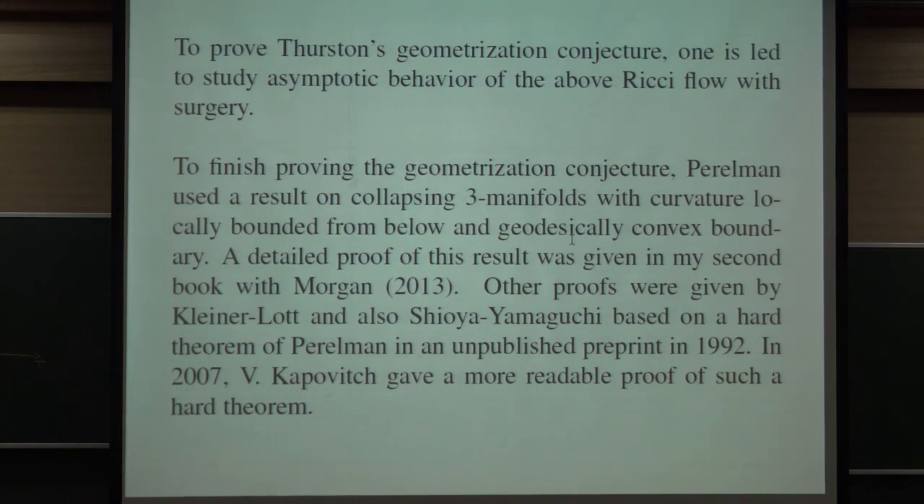Okay. So to prove the geometrization conjecture, one is led to study the asymptotic behavior of Ricci flow with surgery. And to finish proving the geometrization conjecture, one uses the result on collapsing three-manifolds with curvature locally bounded from below, and geodesic convexity, and so on. A detailed proof is also in our second book. The other proofs are given by Kleiner-Lott and also Shioya-Yamaguchi, based on the hard theorem of Perelman, in a preprint from 1992.